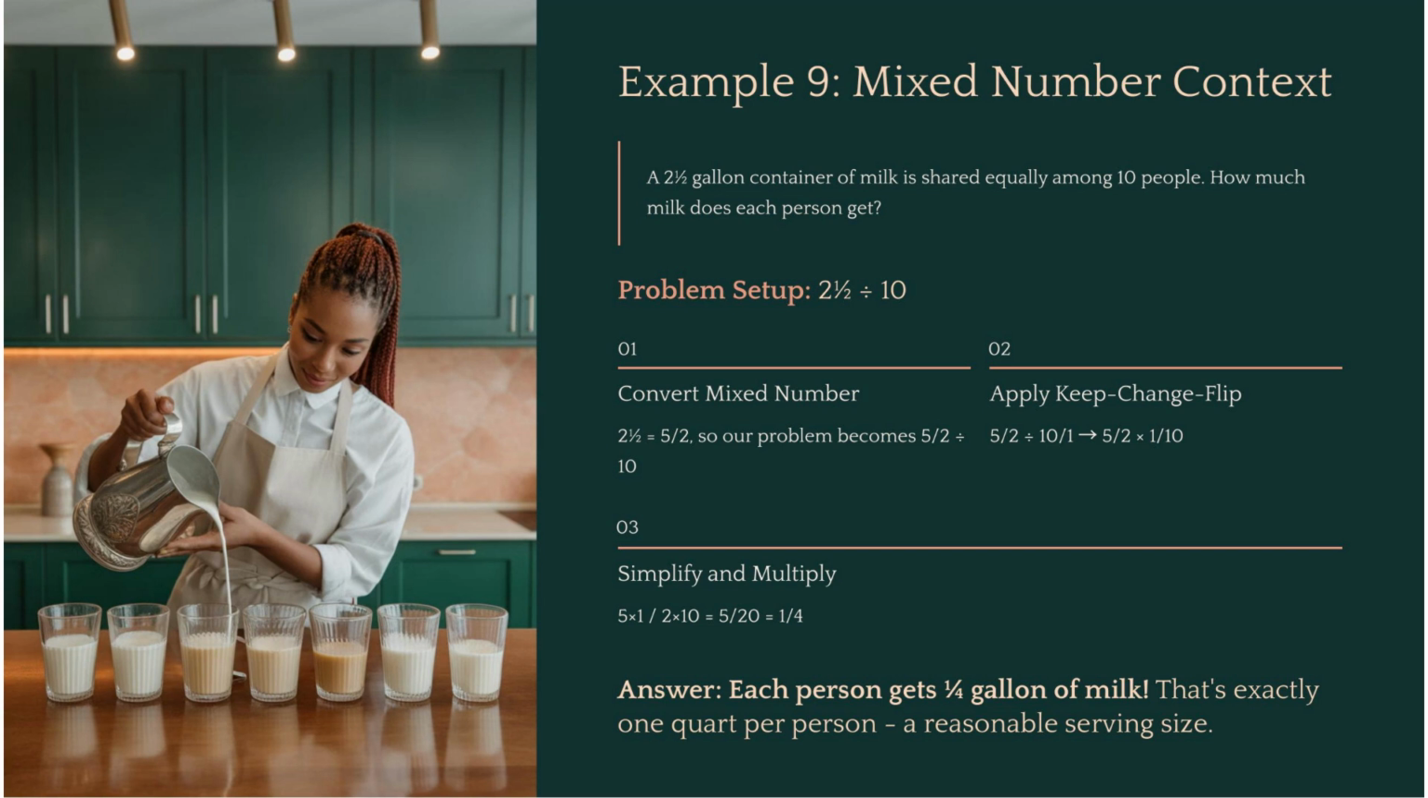Now we use KCF: 5 over 2, multiplied by 1 over 10. We can simplify the 5 and the 10 by dividing by 5. That leaves us with 1 over 2 multiplied by 1 over 2, which is 1 over 4. So each person gets 1/4 of a gallon of milk.